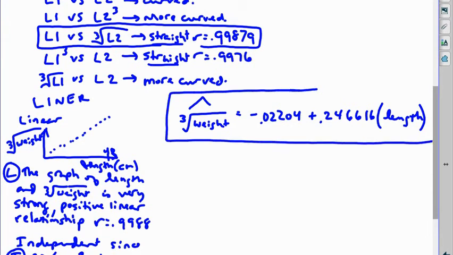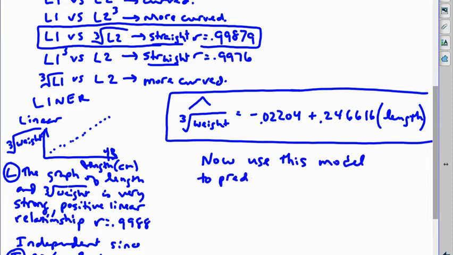So now that we've decided that this is a good model that predicts the cubic root weight of our fish based on some length of the fish, you might be asked to make a prediction, either using a length, what would the weight of the fish be, or using a weight, what would the length of the fish be? So why don't we use this model to predict the weight of a fish that has a 30 centimeter length. So can we use this model to predict the weight of a 30 centimeter fish?